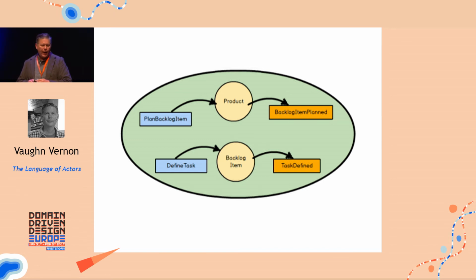So we have a product actor and we have a backlog actor. This is in the bounded context of an agile project management application that helps Scrum-based teams manage their Scrum products, and the development of those products and the release of the software. So we have a product that takes a command message and it emits an event message. We have a backlog item that takes as a message a command and emits a message which is an event.